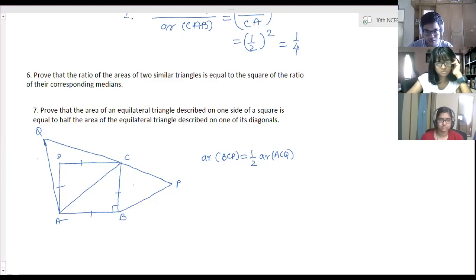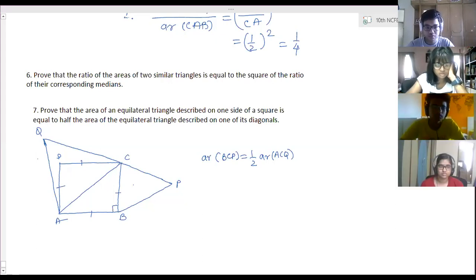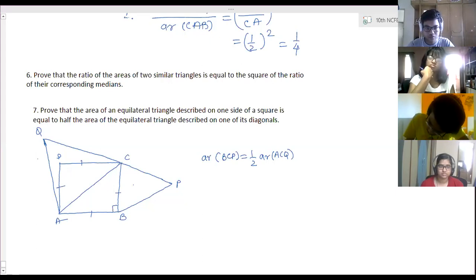Yes, right. Or you can take all the angles, all angles are 60 degrees. So all equilateral triangles have all angles 60 degrees. So that means they are equiangular. All the angles are equal. So therefore, the triangles are similar. And therefore, the area ratio is equal to BC by AC whole square, any side squared.